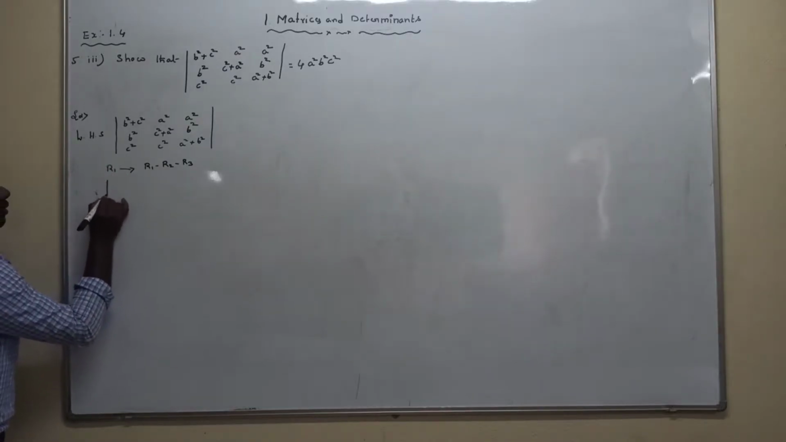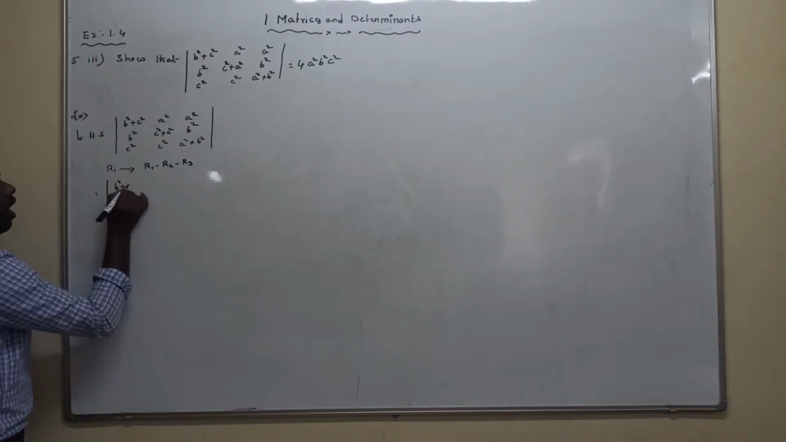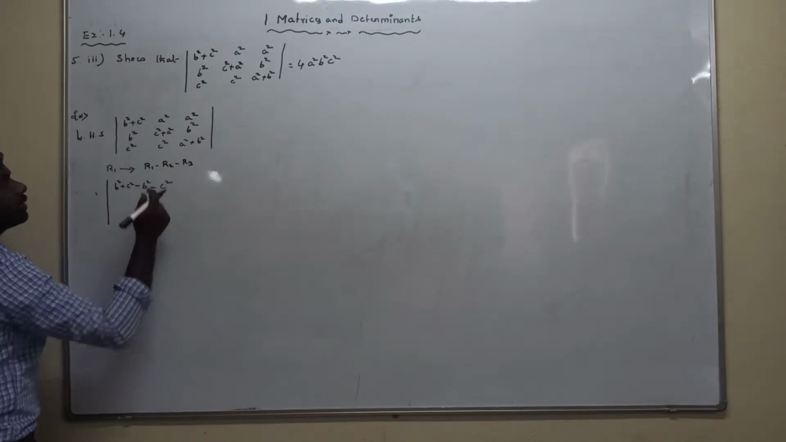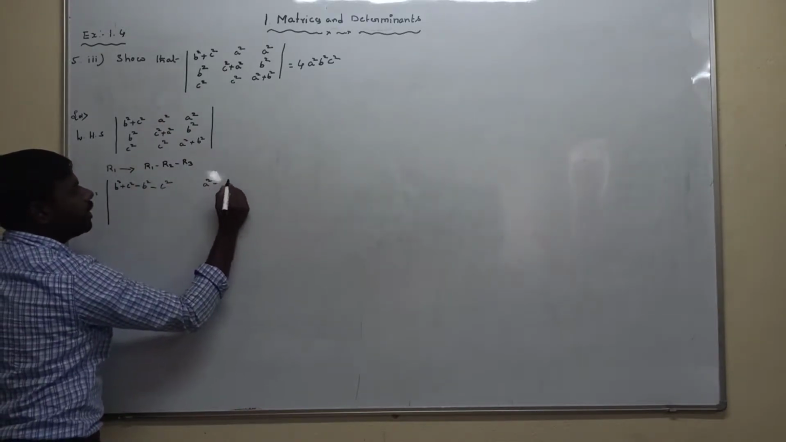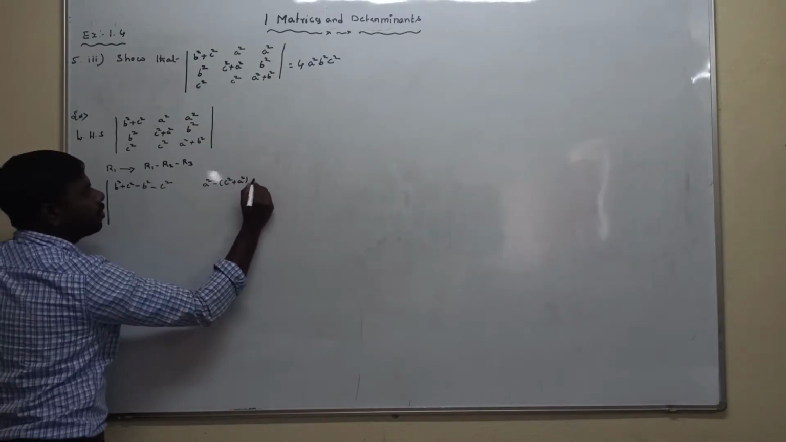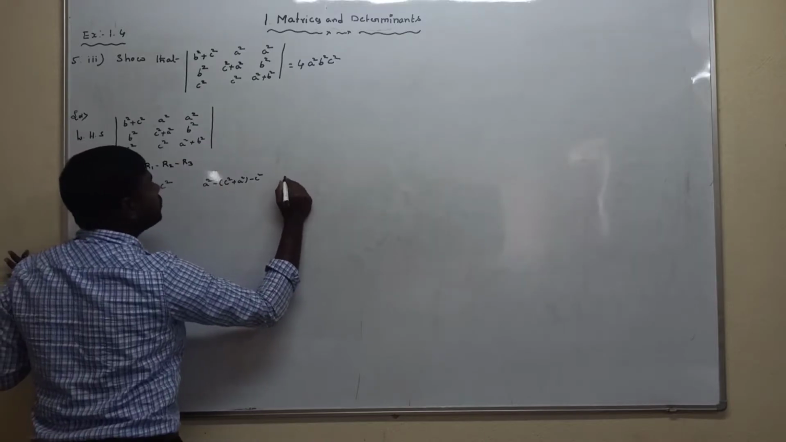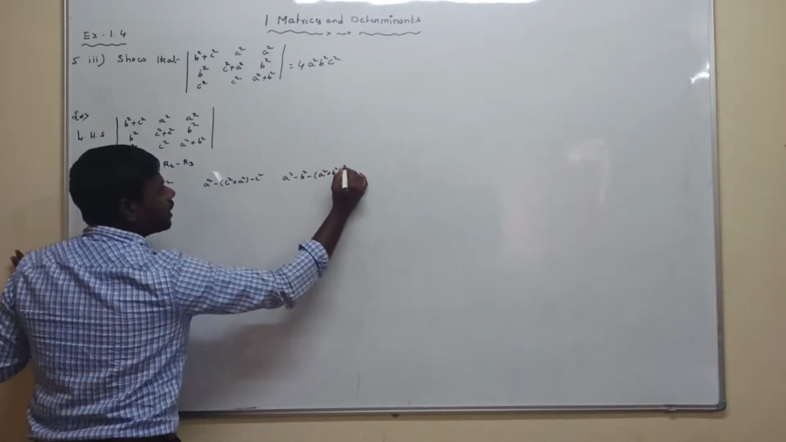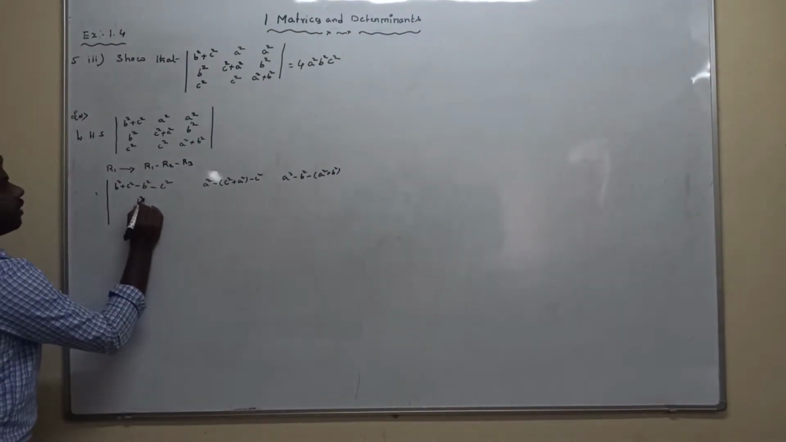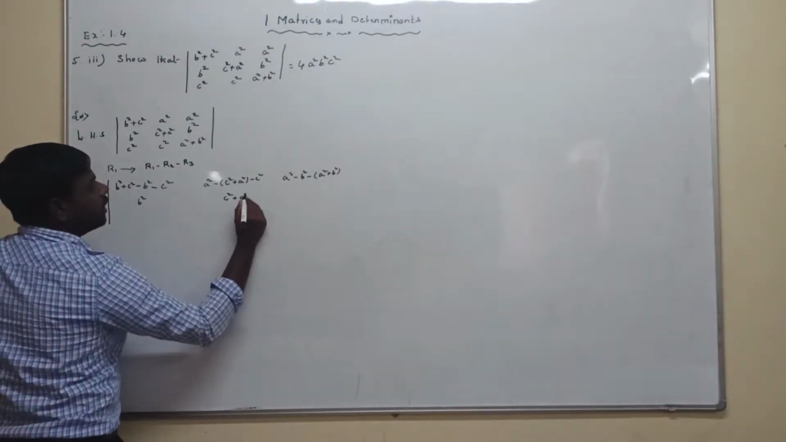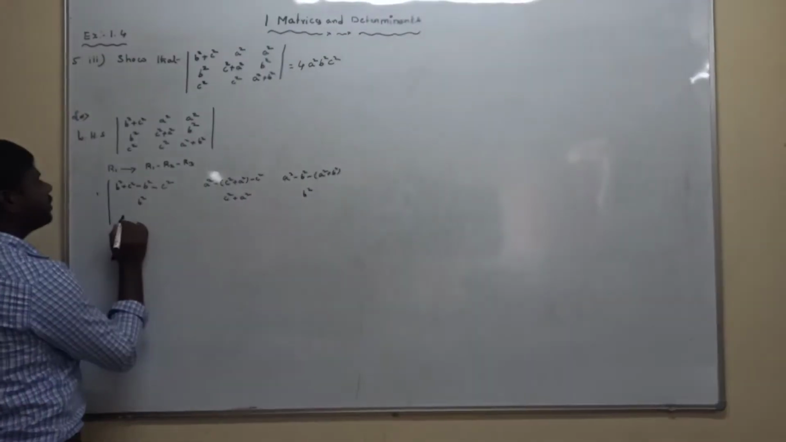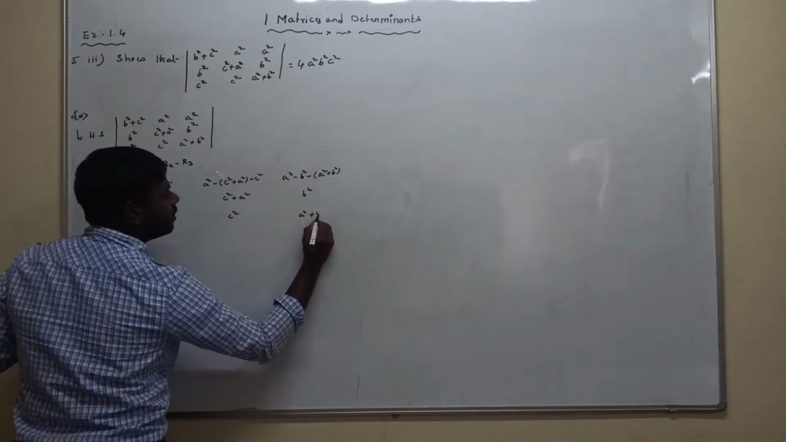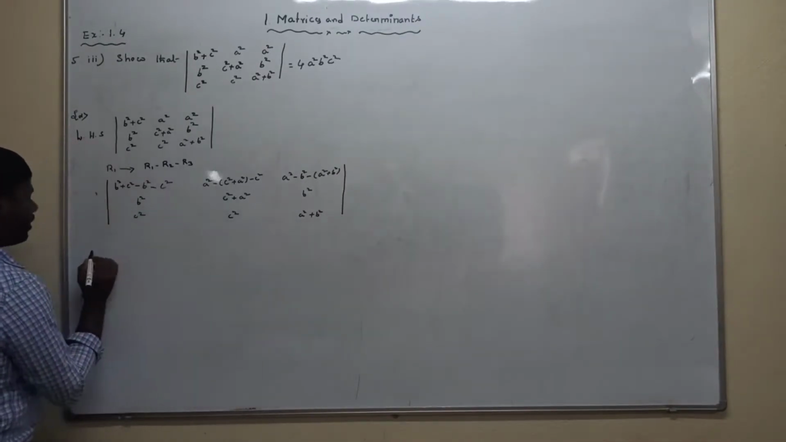Apply the condition R1 changes to R1 minus R2 minus R3. Same thing, R1 changes to R1 minus R2 minus R3. But the second row and third row do not change: they remain b square, c square plus a square, b square, and c square, a square plus b square. Simplify this determinant.